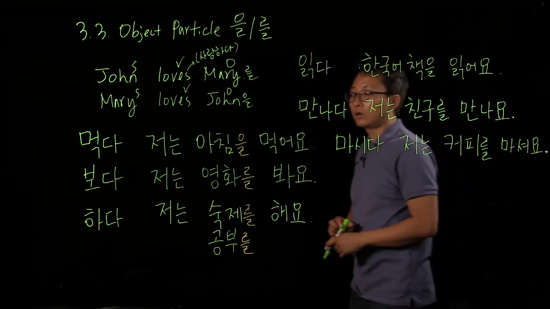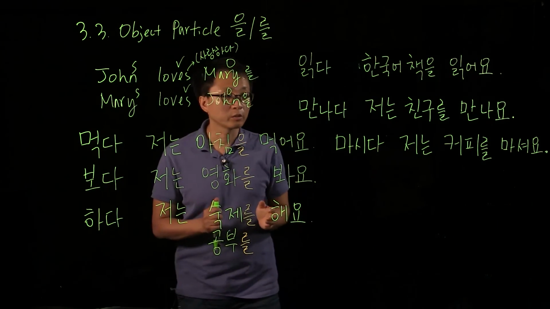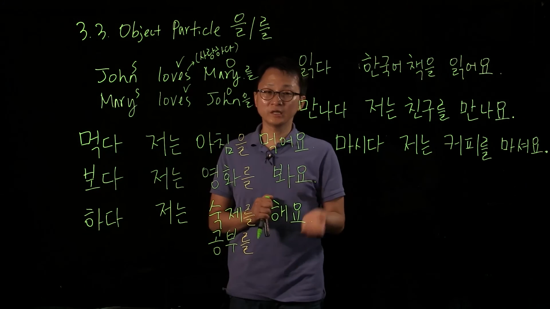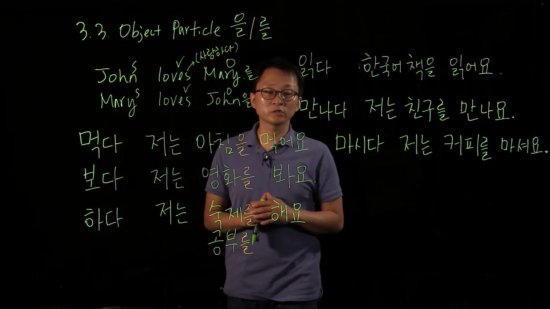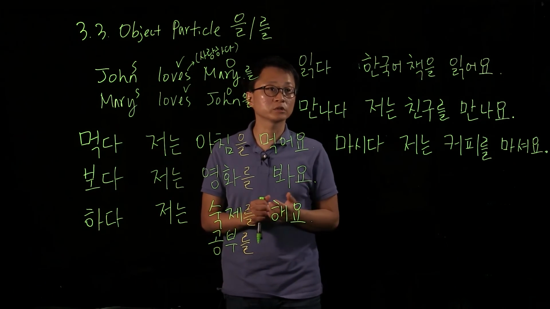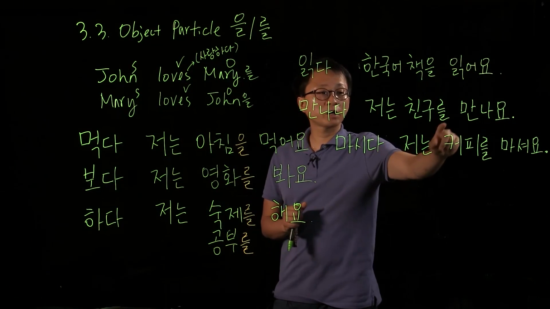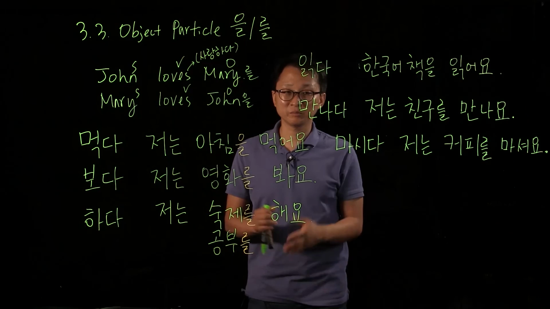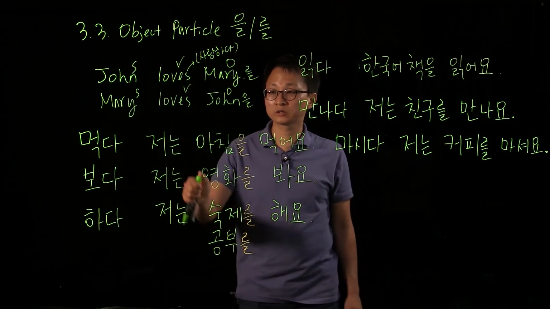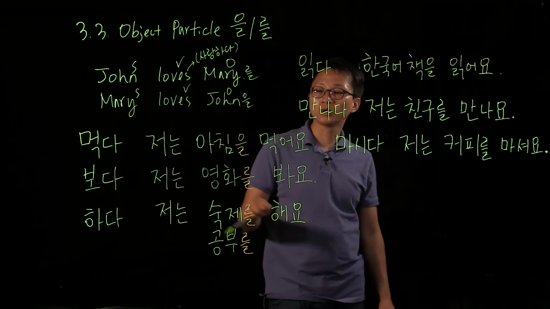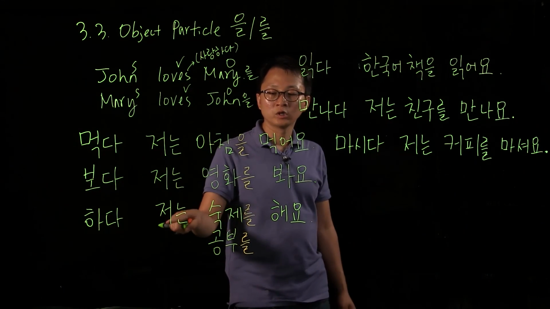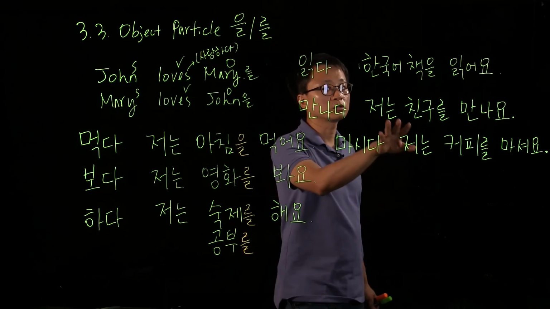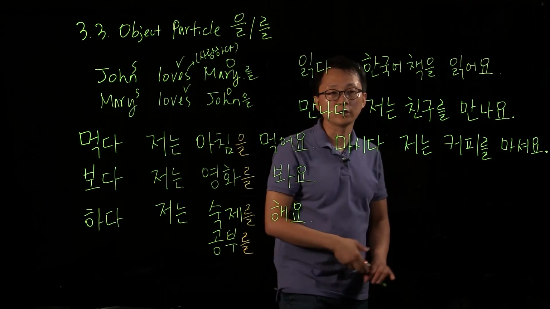Okay. There is one big rule in Korean. If something is clear from the context, you don't have to say that. So Korean language is very context-dependent language. The object particle 을/를 is taken out very frequently because many times it's clear from the context. So you can say 저는 아침 먹어요. 저는 영화 봐요. 저는 숙제해요. 공부해요. 저는 한국어 책 읽어요. 저는 친구 만나요. 저는 커피 마셔요.